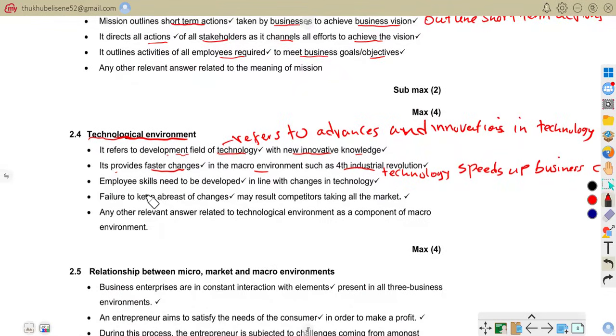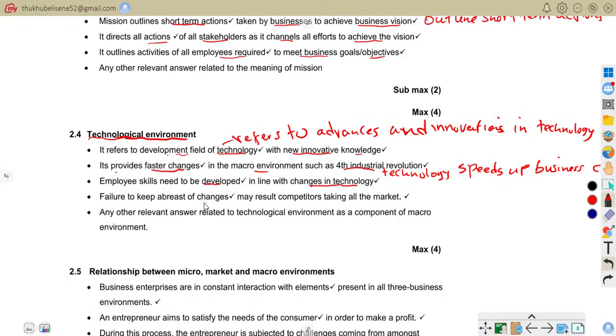So let us come to another point. Employees' skills need to be developed in line with changes in technology. So employees' skills must be developed. Workers need training to keep up with technology. That is how you're going to develop the skills.